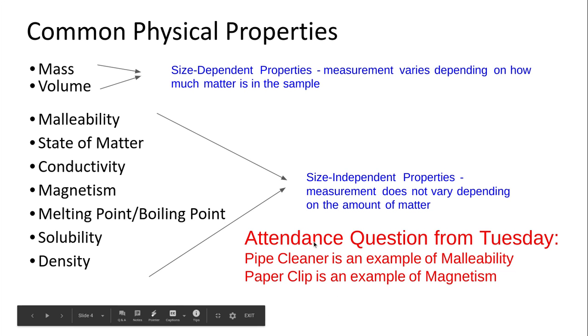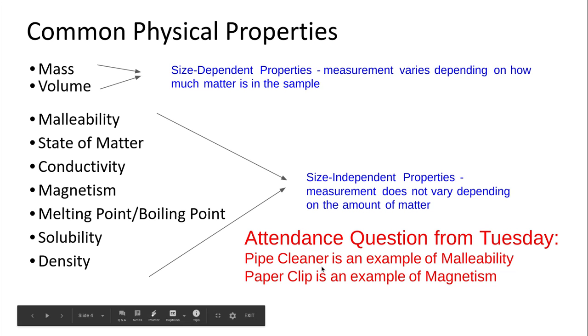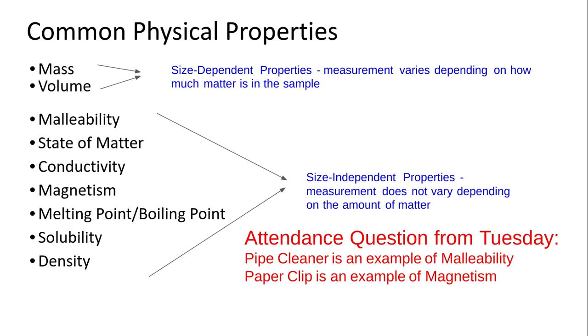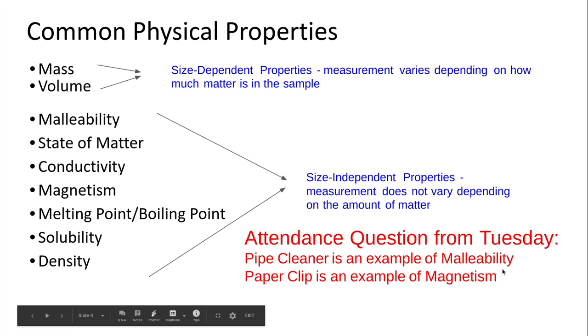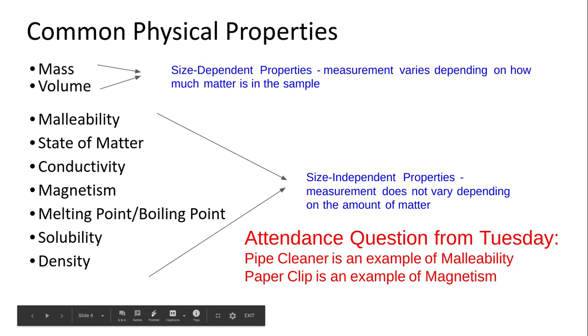To review the attendance question from Tuesday, one of the questions was, I had a Ziploc bag, and what was inside the Ziploc bag that the pipe cleaner was supposed to represent. So the pipe cleaner in the Ziploc bag was supposed to represent malleability. And the reason why is that the pipe cleaner can be bent and folded and twisted and turned. And malleability is the physical property that allows you to do that with matter.